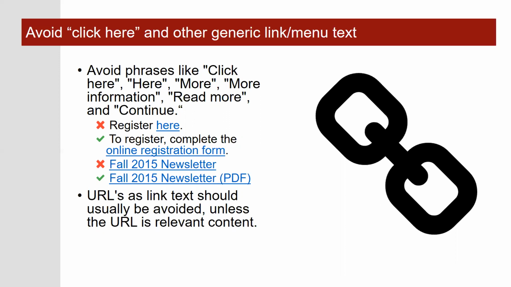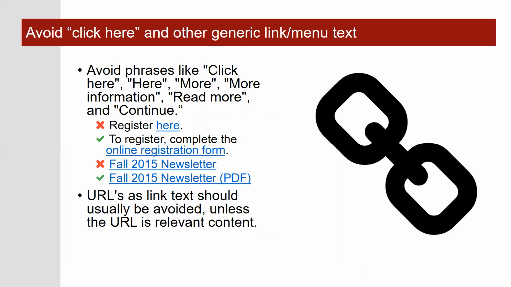But if you're navigating the web, as many screen reader users do, by pulling up a list of links or tabbing from link to link, all you're going to hear is "here." Well, what does "here" mean? That's not descriptive enough. So a more accessible link text would be online registration form, as in "to register, complete the online registration form."